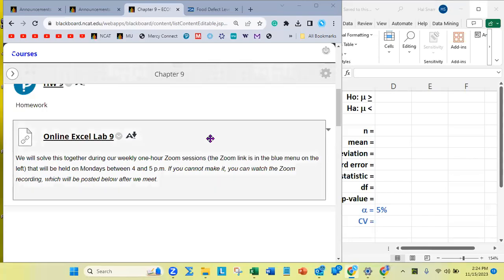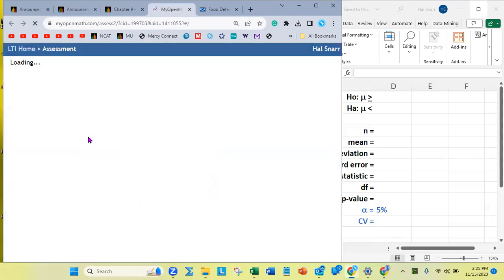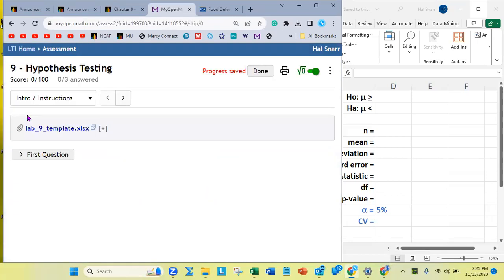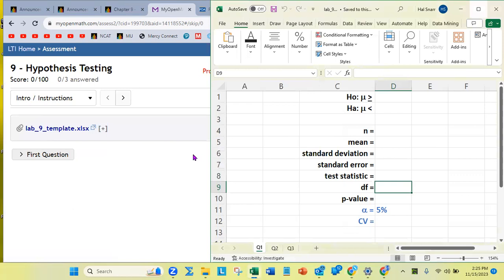Okay, in Online Excel Lab 9, we're going to look at hypothesis testing. Specifically, we're going to look at 4 very common hypothesis tests that you might do as a statistician working for various manufacturing companies. Before we do that, we want to download the template, which I've already done here.